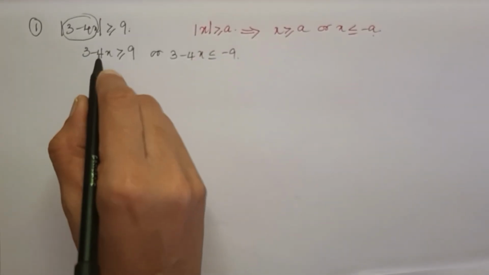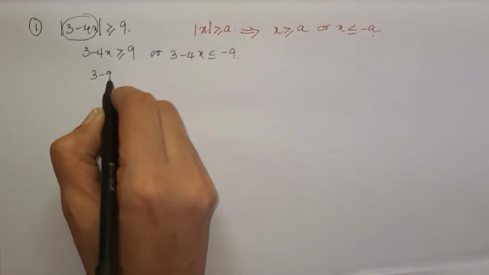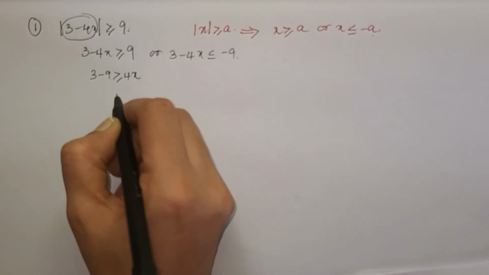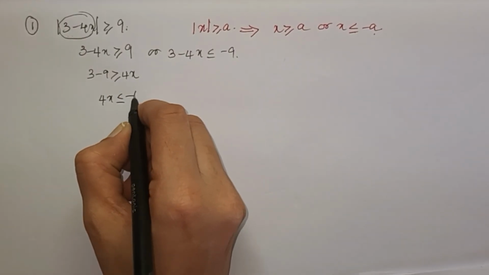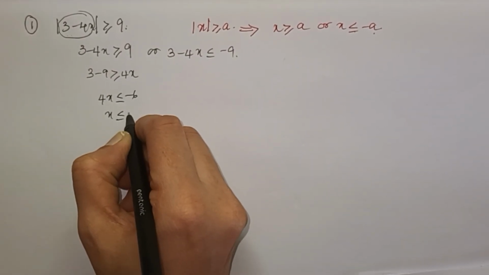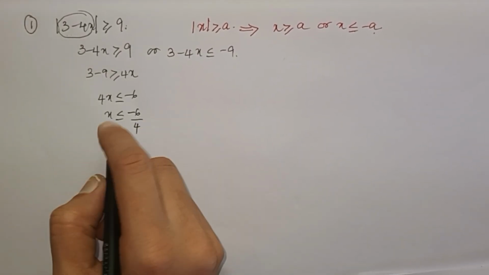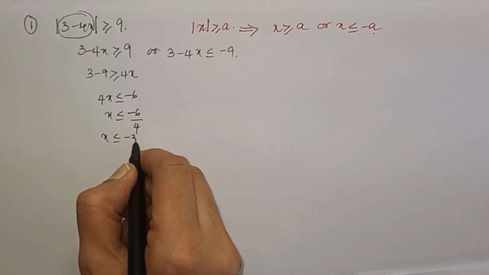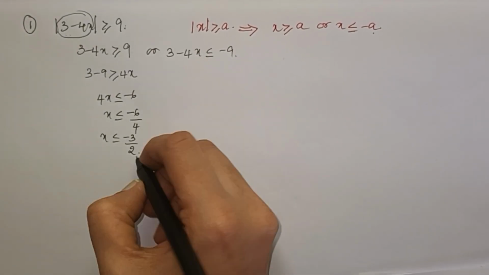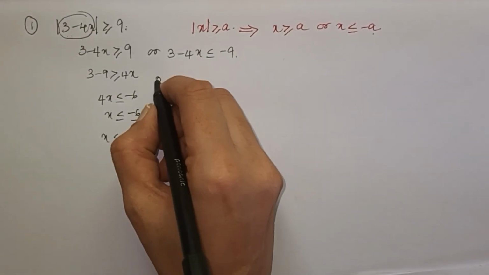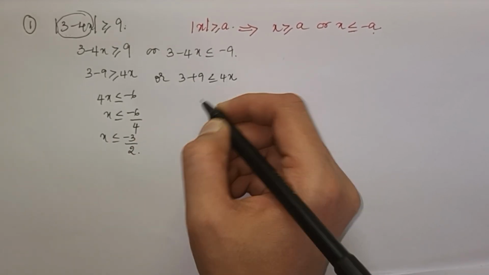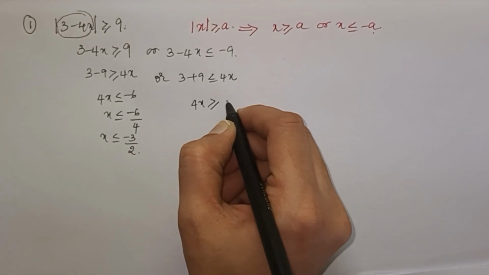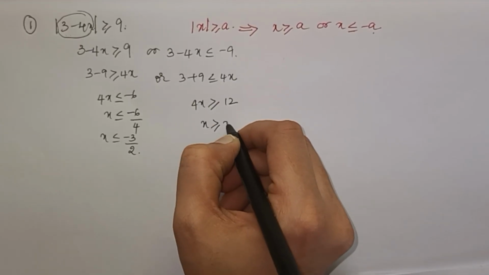Take 4x to the other side. 3 minus 9 greater than or equal to 4x, or this can also be written as 4x is less than or equal to minus 6, x is less than or equal to minus 6 by 4. So x is less than or equal to minus 3 by 2. This is one possible solution. Or 3 plus 9 less than or equal to 4x, or 4x is greater than or equal to 12, x is greater than or equal to 3.